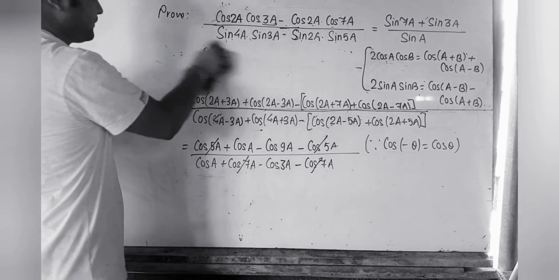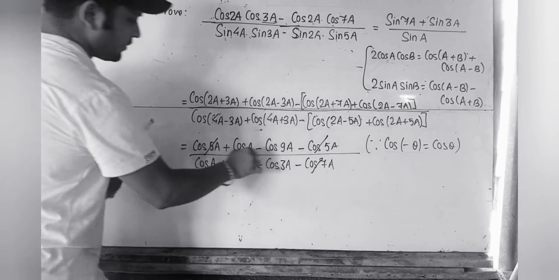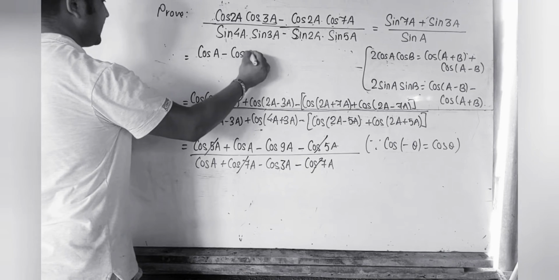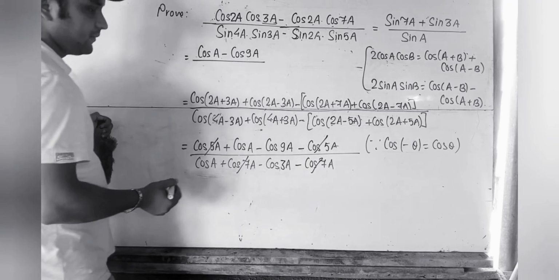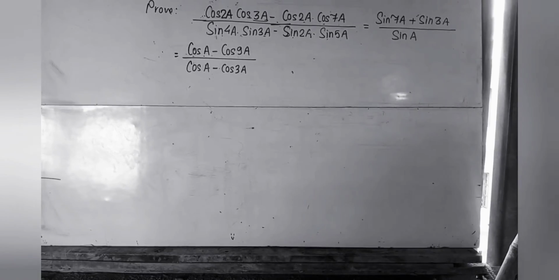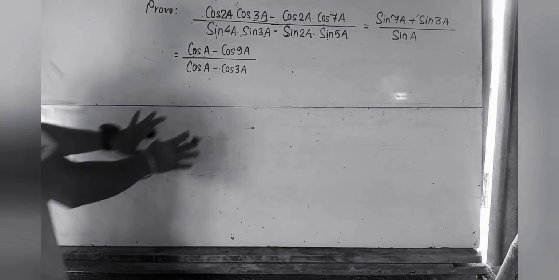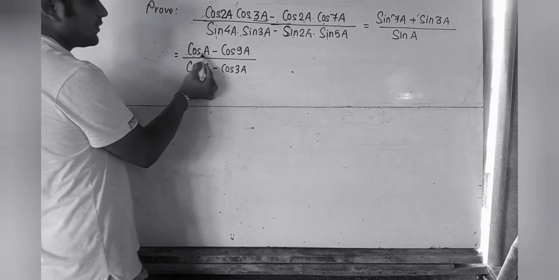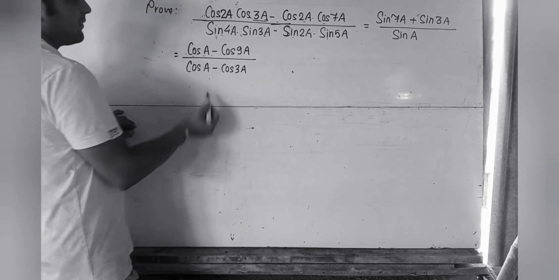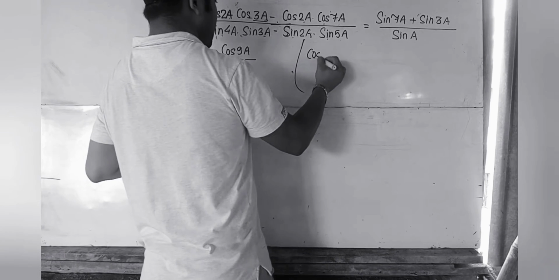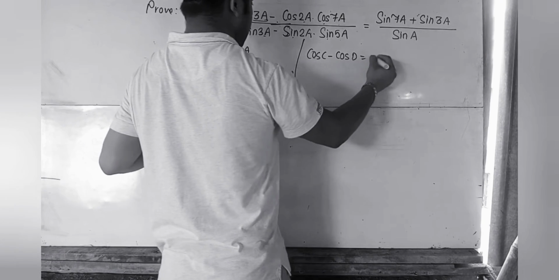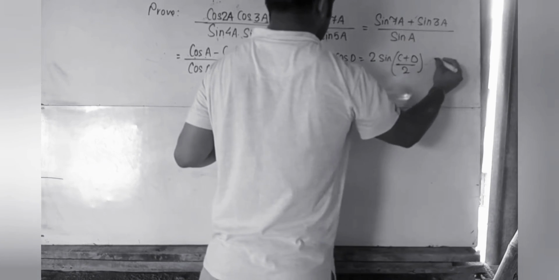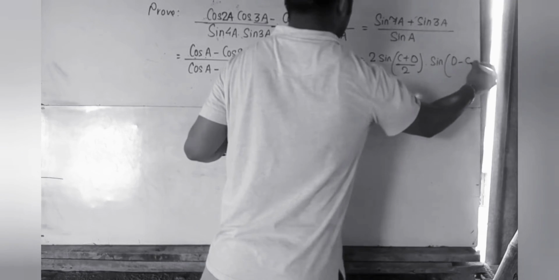In the numerator, we have left cos a minus cos 9a, and in the denominator we have left cos a minus cos 3a. Now after solving everything, we'll come here. Now we know the formula, cos c minus cos d. The formula is 2 sin((c plus d) by 2) dot sin((d minus c) by 2).